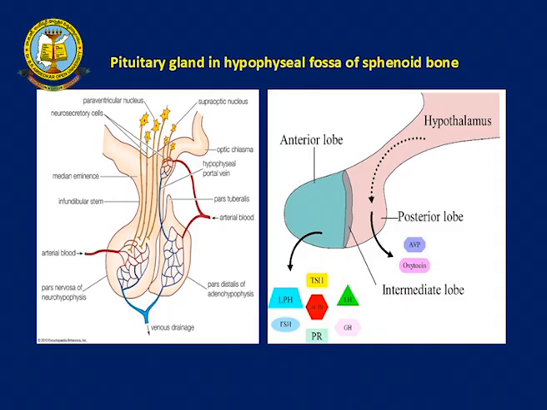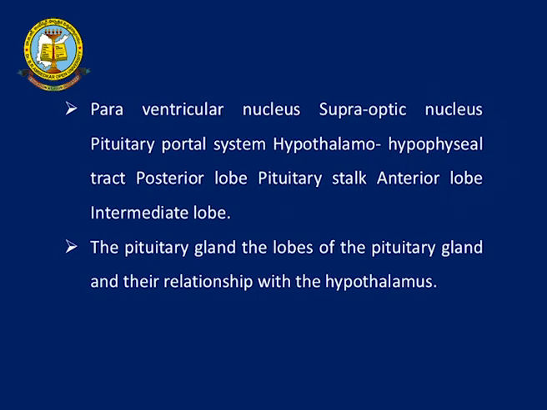This is the hypothalamus region, with the anterior lobe, intermediate lobe and posterior lobe. The posterior lobe mainly releases oxytocin and AVP hormones. The anterior lobe releases TSH, LH, FSH, prolactin, ACTH and GH hormones. This is the overall structure. It is connected with neurons and along with blood vessels. The paraventricular nucleus, supraoptic nucleus, hypothalamic-hypophyseal tract, pituitary stalk, anterior lobe and intermediate lobe are parts of the pituitary gland and show its relationship with the hypothalamus.